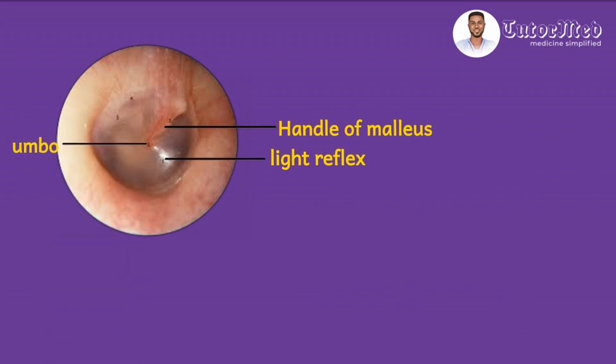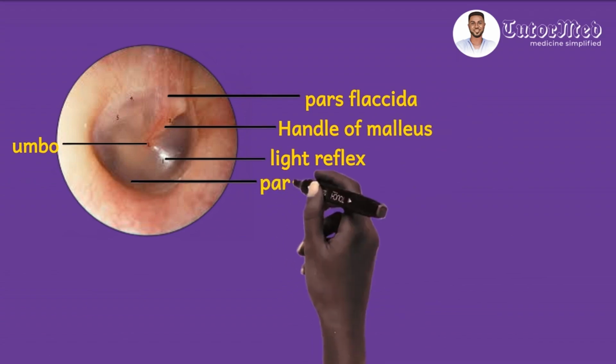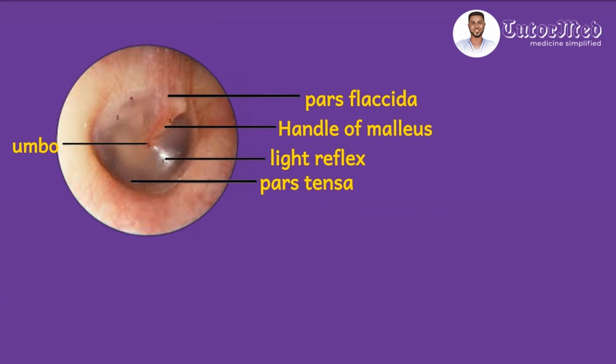Now the membrane itself, the tympanic membrane, has a flaccid part known as the pars flaccida here, and then the tense part known as the pars tensa. Now see overall that the membrane is pink like any healthy tissue in the body, and it is not bulging, and you can see that the parts of the tympanic membrane are distinct, like the handle of malleus and the light reflex. Now how is the situation in acute otitis media?